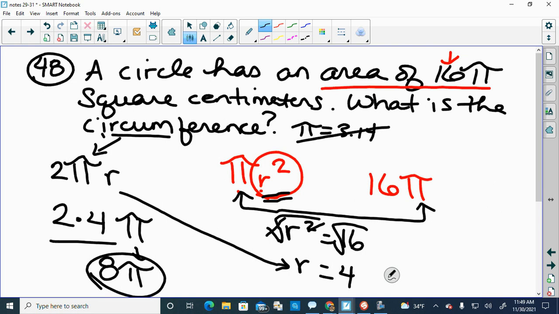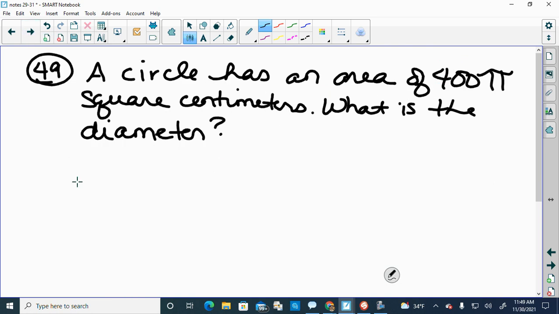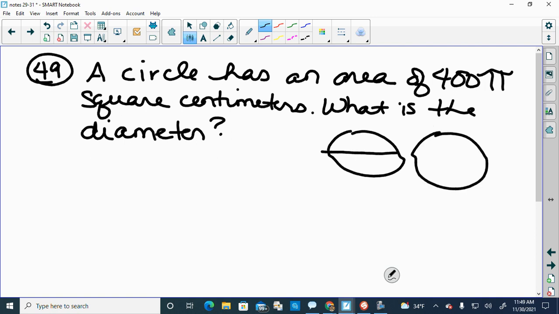Okay, one more circle one, similar to this one. Number 49. Again, if you need to pause this to write these down, pause it and then come back to me explaining. A circle has an area of 400 pi. It's just like the last one that we did, but this time they want us to know what the diameter is, not what the circumference is. To do that, we need to figure out what radius is. So remember, we have the difference between diameter and radius.